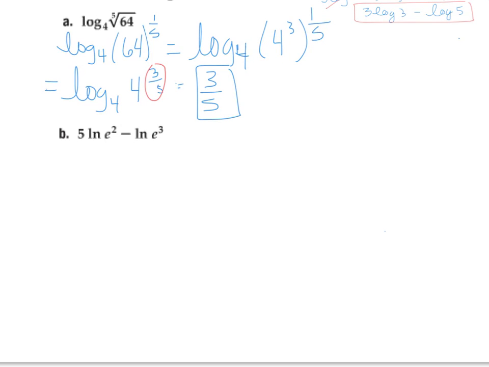what we're going to do for these is we do want to simplify, and any exponent needs to come out in front of the log, or in this case the natural log. We're going to keep the 5 and just bring out the 2 in front of the natural log. So that's going to be, and then 3 natural log e.